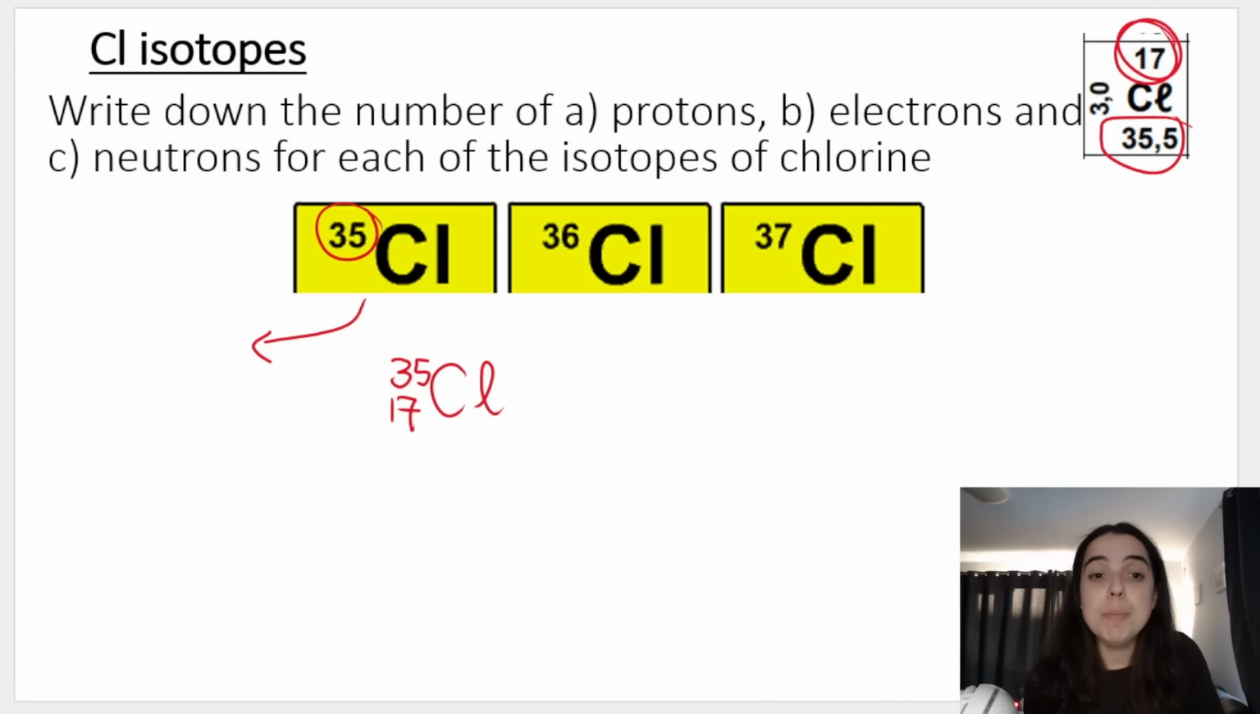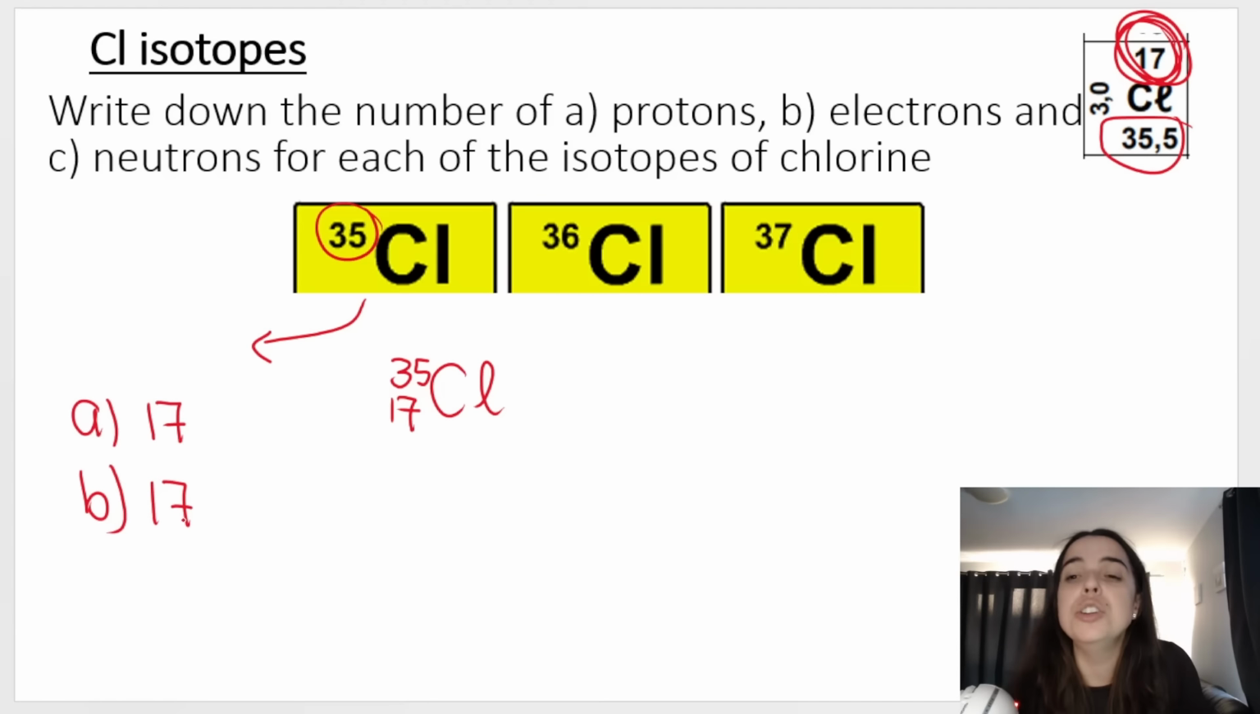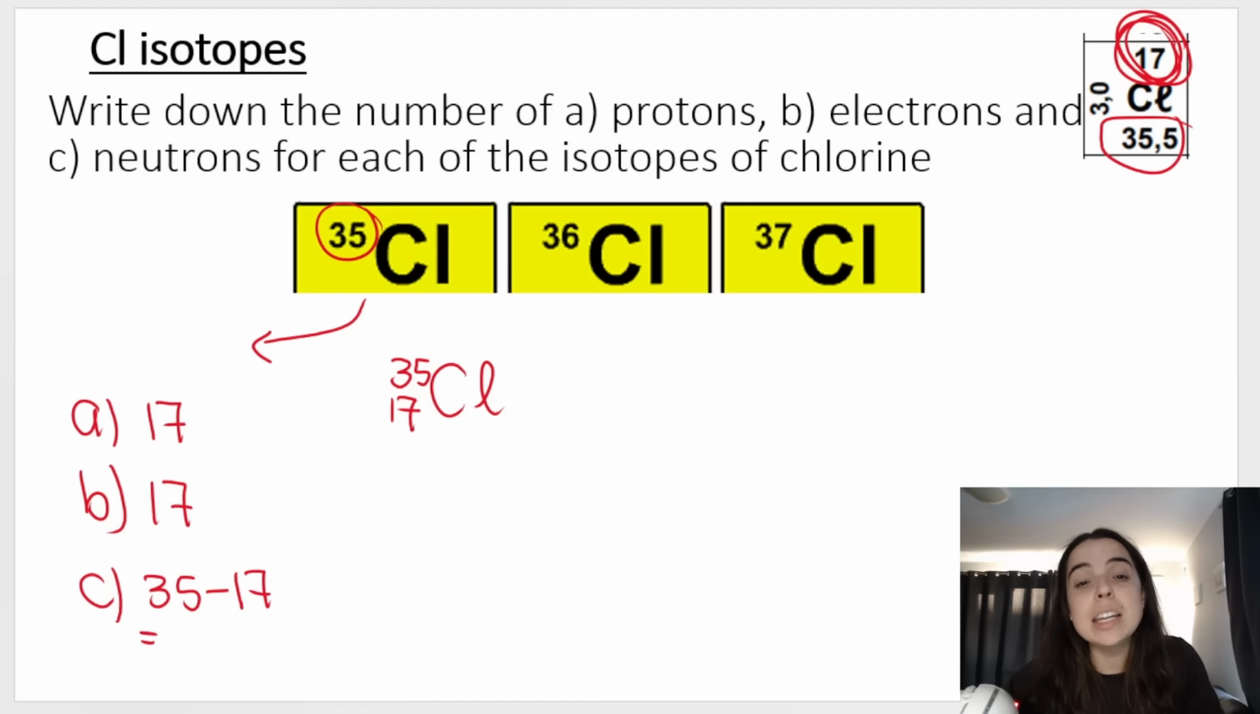So how many protons are in Cl35? 17 protons, okay? The small number is the same. That's the number of protons. The number of electrons, also 17. In a neutral atom, number of protons and electrons are equal. And then the number of neutrons. Remember, neutrons would be 35 minus 17, which is 18 neutrons. Big number minus small number. In this case, the big number is 35.